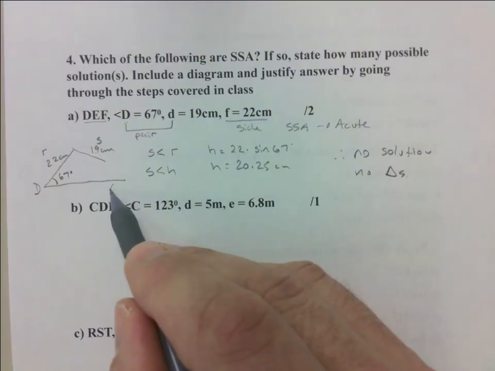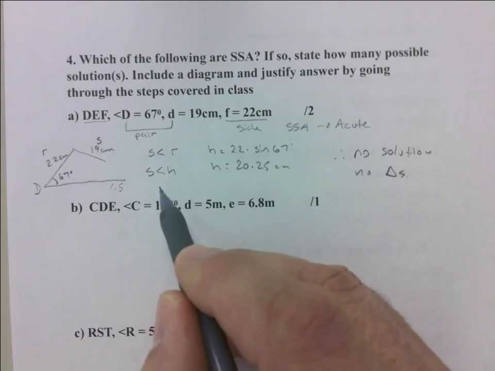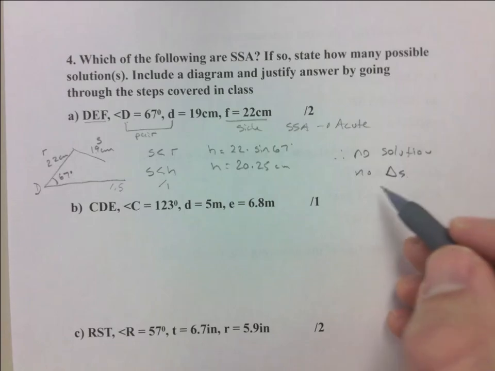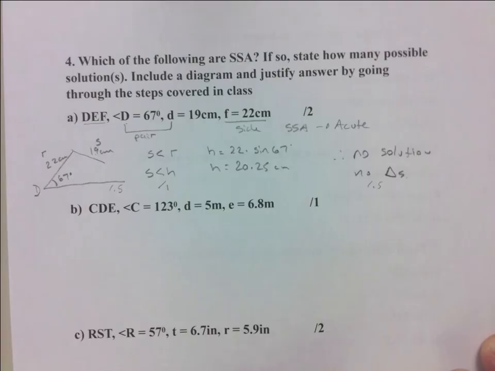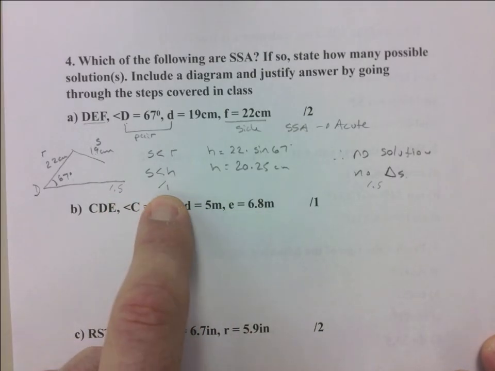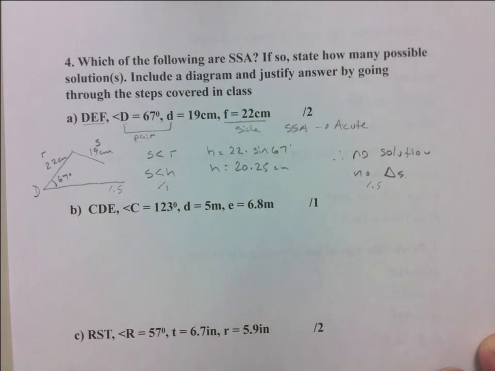So I will give you half a mark for the diagram. I'll give you a full mark for the justification, and I'll give you half a mark for telling me how many solutions there are. So 2 marks in total. So half a diagram, 1 for the justification, half a mark for no solution.